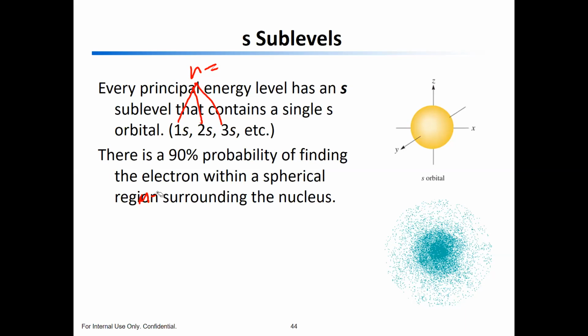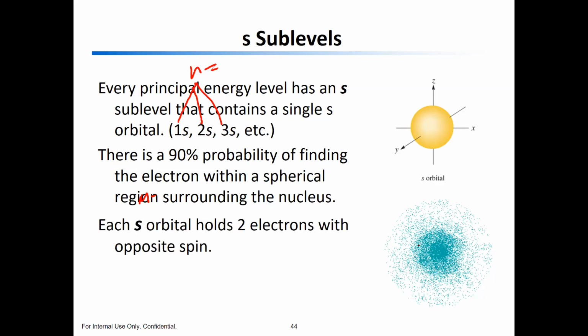What's the probability? You do the mathematics, and there's a 90% probability of finding an electron in this shape. An orbital can hold 2 electrons. If it holds 2 electrons, they're going to have opposite spin, right? One's going to be spin up, one's going to be spin down.